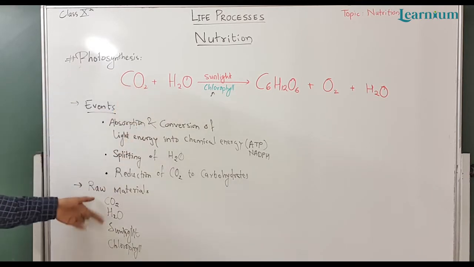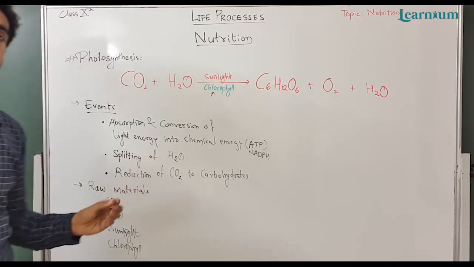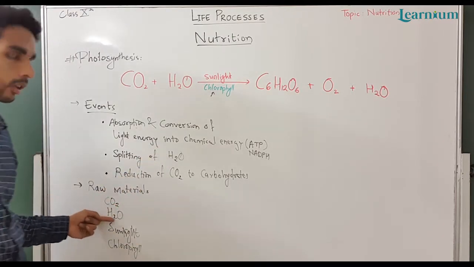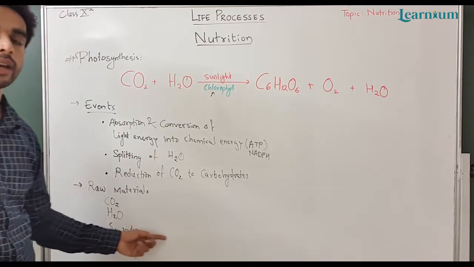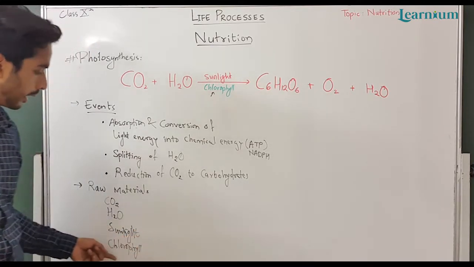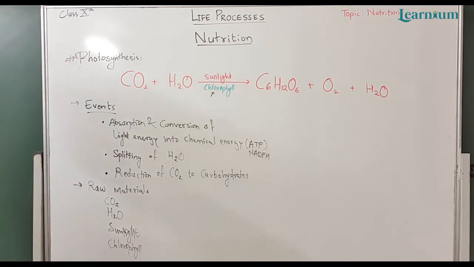So these are the raw materials. This carbon dioxide plants get from the environment. Then water comes from soil through roots. Then sunlight comes directly from the sun. Then chlorophyll is present inside the leaves. So now we will discuss chlorophyll.